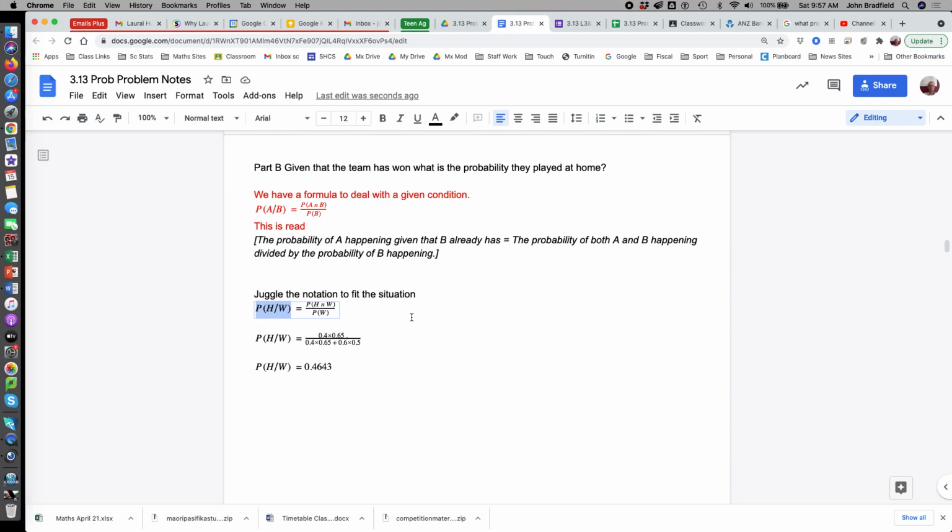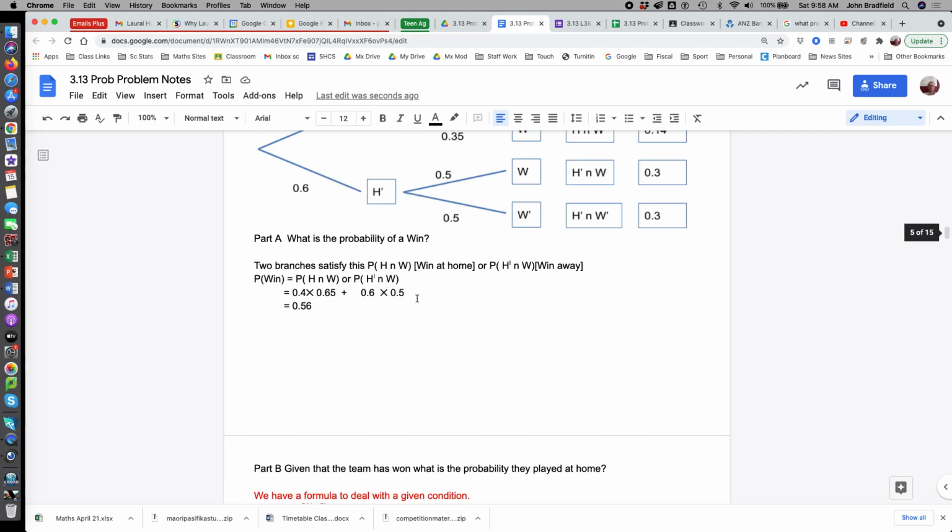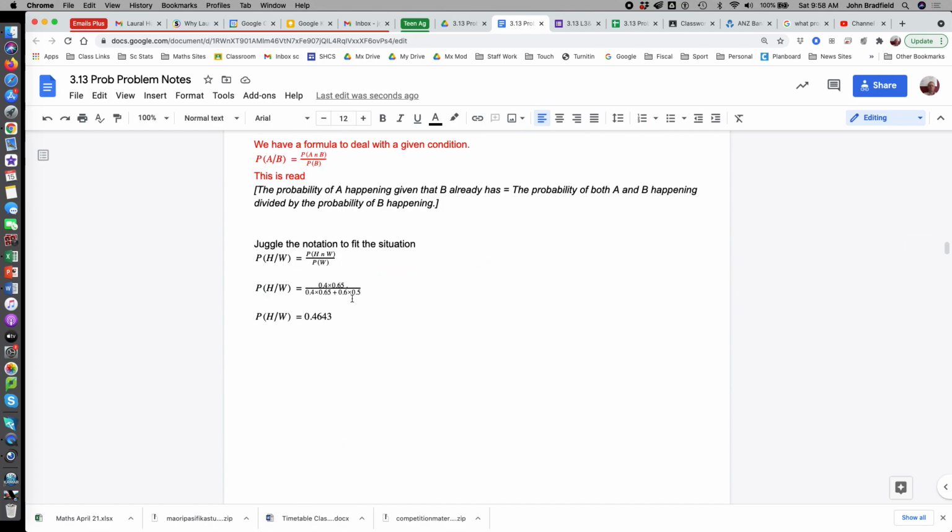So given that they won, and that's the thing that's stated second after the /, what's the probability they were at home? We can swap the A's and B's with H's and W's, so we need home and a win on the top, which is 0.4 times 0.65. We already worked that out. On the bottom, and what's important to note is that the bottom is made up of all the ways we could win, which is essentially that line of working there, cut and paste and put below, because we worked out the probability you could win.